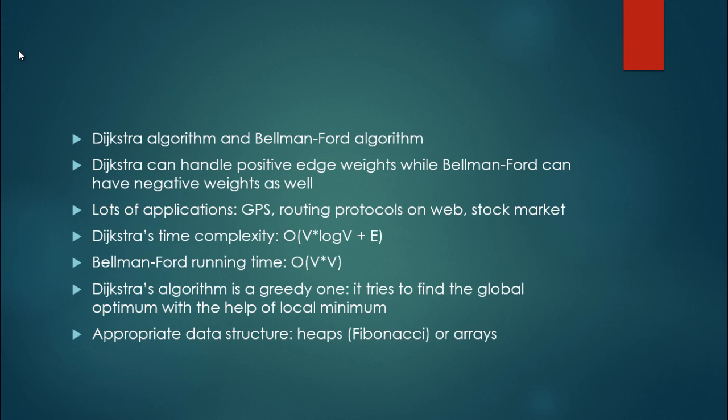Dijkstra's algorithm is a greedy one. It tries to find a global optimum with the help of local minimum. And an appropriate data structure for this is the heap data structure, or we could use arrays, but heaps are much more popular. For example, binary heaps are good, but a well-implemented Fibonacci heap is the winner. So with the help of Fibonacci heaps, we can make sure that Dijkstra's algorithm will run very fast.